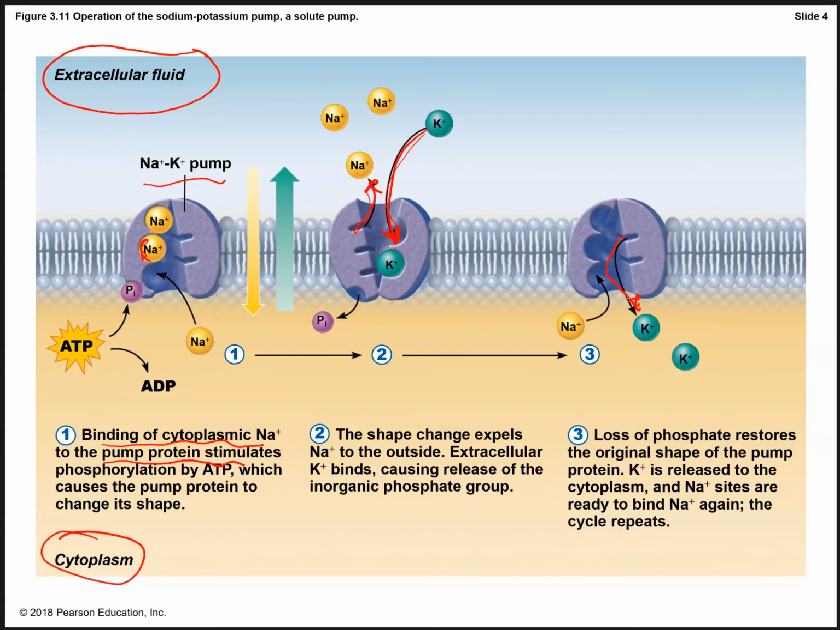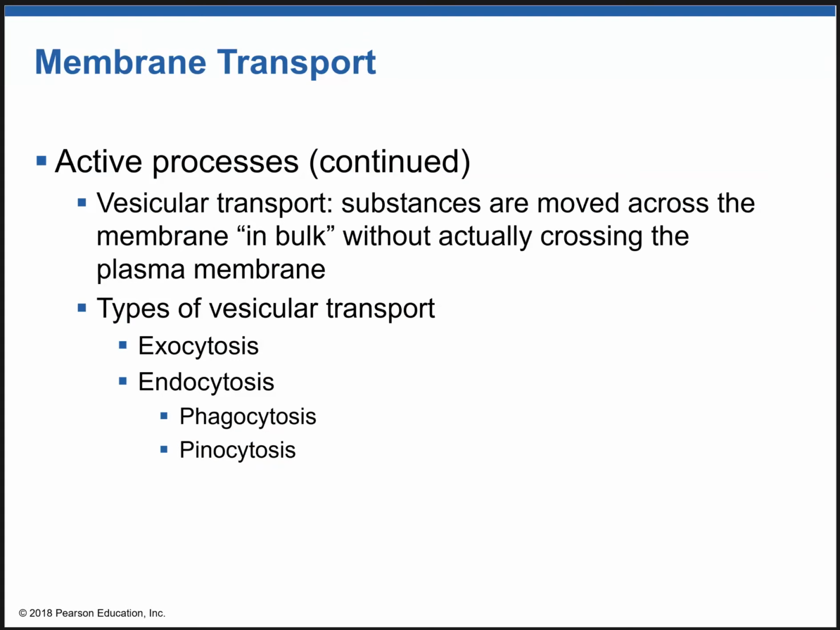So for every 3 sodium molecules pumped out of the cell, only 2 potassium molecules are pumped into the cell. This causes an electrical gradient, or an imbalance in the electrical charges inside and outside the cell. Another type of membrane transport process that requires energy is cell eating and cell drinking. These are also active processes because they use ATP.